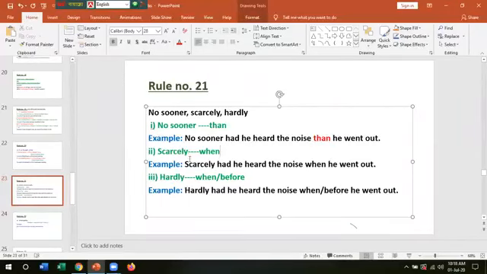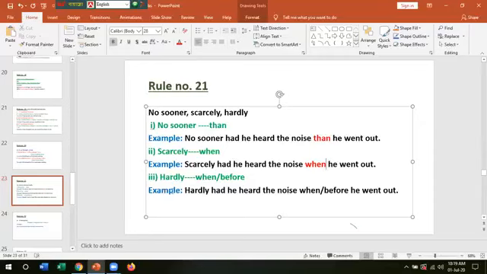Then scarcely. If you find scarcely, then when will have to be used? We will use when. Example: Scarcely had he heard the noise when he went out. Just the same sentence, but I have changed the words actually. As we have used scarcely, we have used when instead of than.